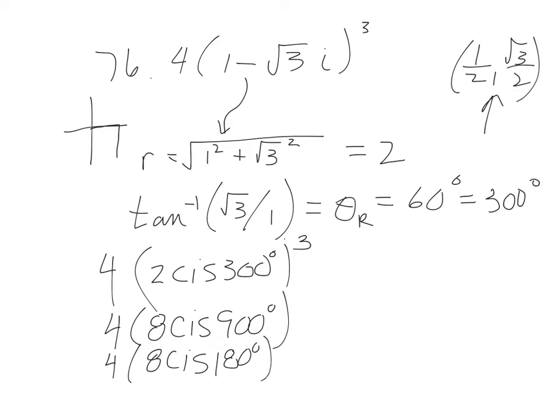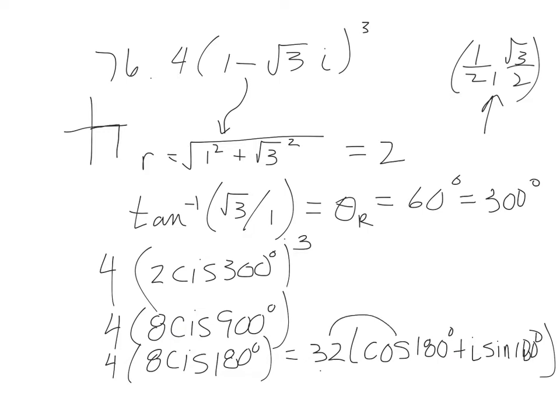So now we've got to work on simplifying this. I'm going to multiply the 4 in, and I'm also going to write this in standard form: 32 times cosine 180 plus i sine 180. And then we're just going to do our calculation. So cosine 180 is negative 1. If I do 32 times negative 1, that would give us negative 32. Sine 180 is 0, so 0 times 32 is 0, so our answer is negative 32.